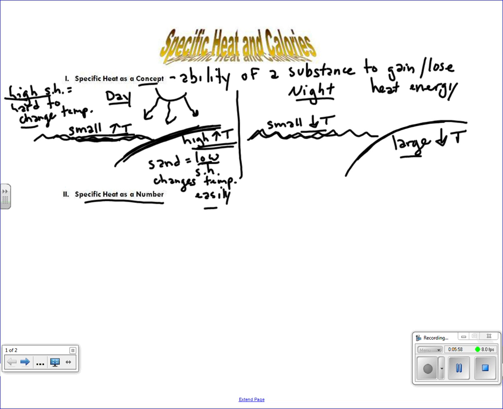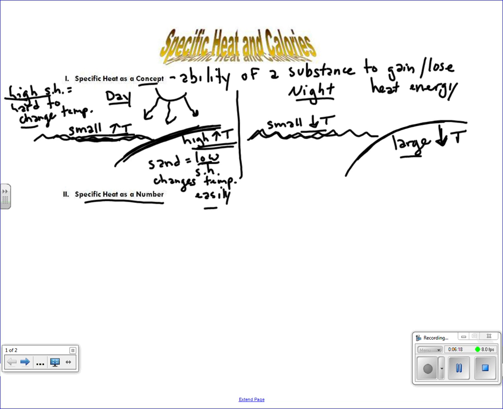Over here at night, when the sun has gone down, there's no more energy being put in. We see a large drop in temperature for the sand because it's easy for sand to change temperature. The water, on the other hand, is going to hold on to that heat for even longer. So this is specific heat as a concept.